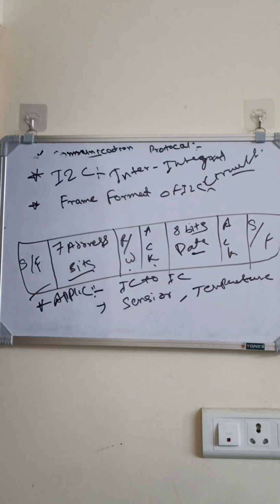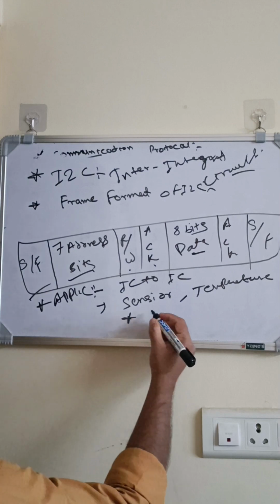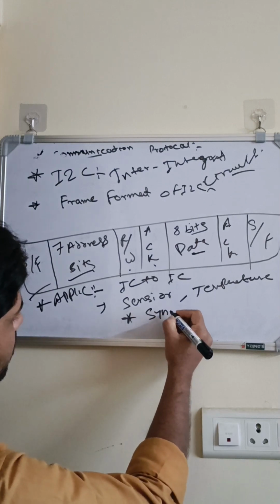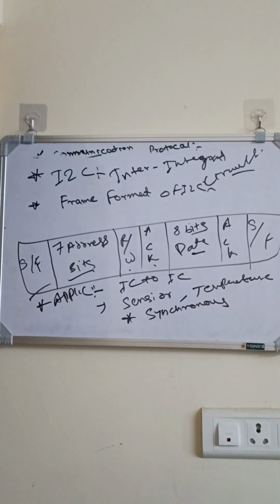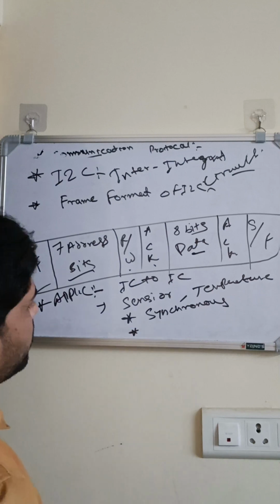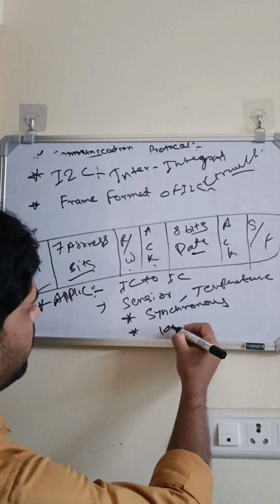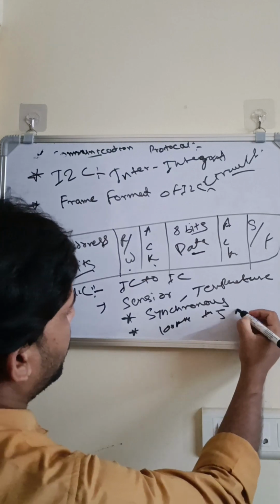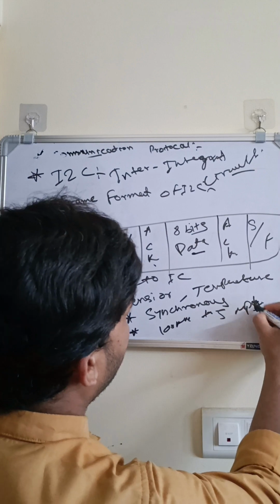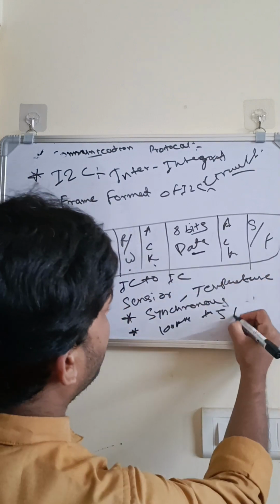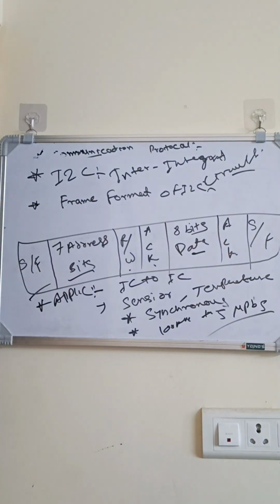And it is also synchronous. And how much data can we transmit here? Here 100 kbps to 5 Mbps. So this is I2C, SPI and UART. So in this video up to here only.